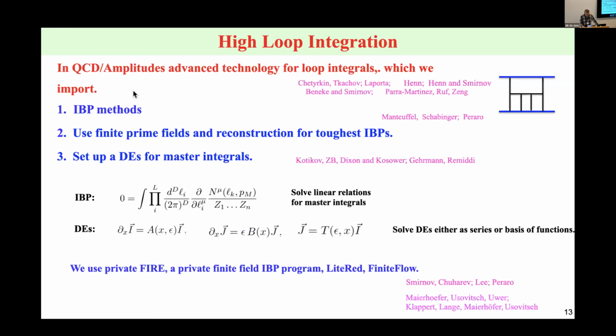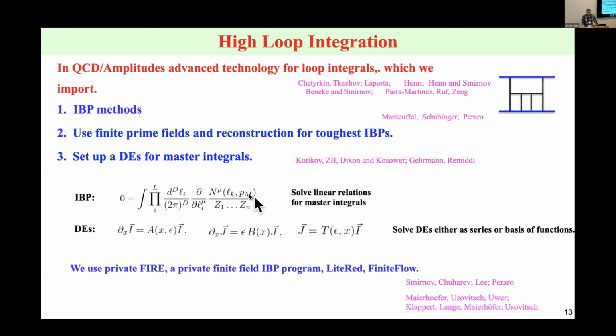What you do is you set up a linear system of equations created by integration by parts. So you create a total derivative. That total derivative is 0. If you take that derivative and you actually carry it out, you get a spray of integrals. That spray of integrals is an equation, a linear relationship between integrals. Then you need to solve that linear system. When you've solved that linear system in terms of what are called master integrals, you create differential equations, and then you solve the differential equations. That's the way to do these integrals.